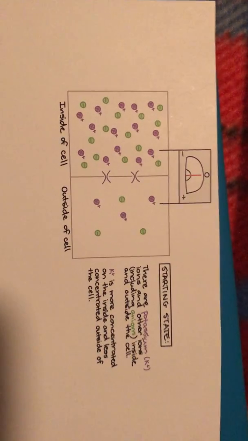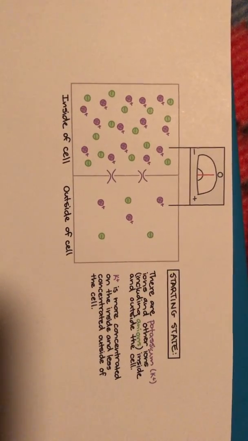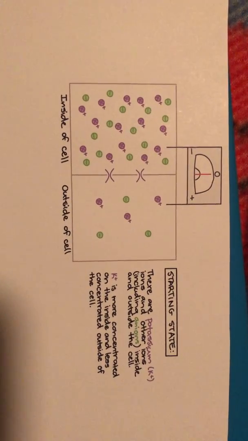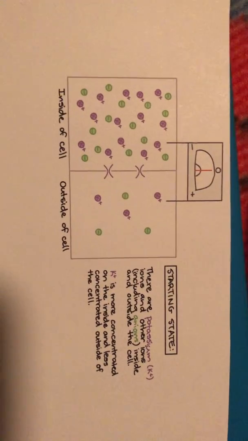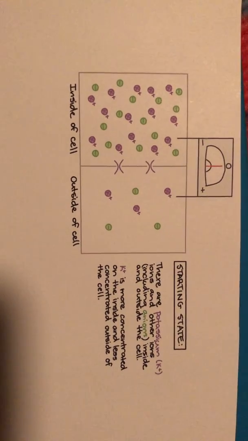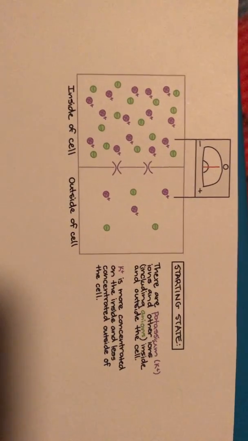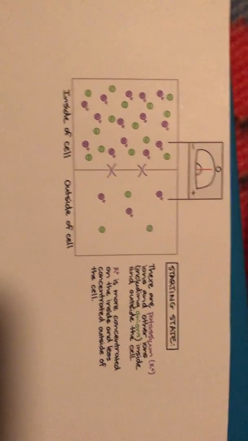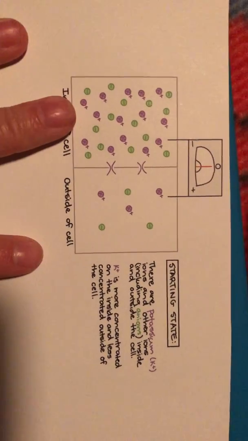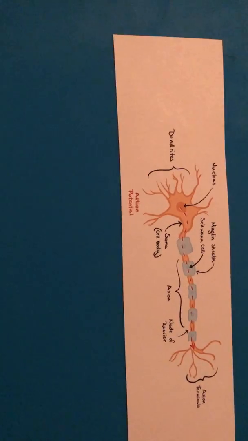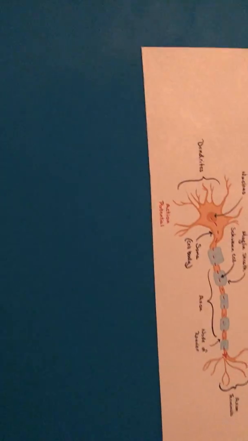inside. So starting state, there are potassium ions and other ions, including anions, inside and outside the cell, like the proteins. Potassium is more concentrated on the inside and less concentrated on the outside of the cell. So it's just showing you where the starting state of a neuron is. The resting state, we'll take that away, and then we'll just keep looking at this because I'll explain a little more. And then I'm going to explain local potentials.